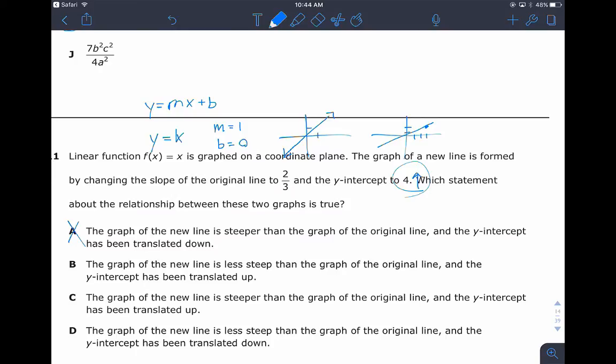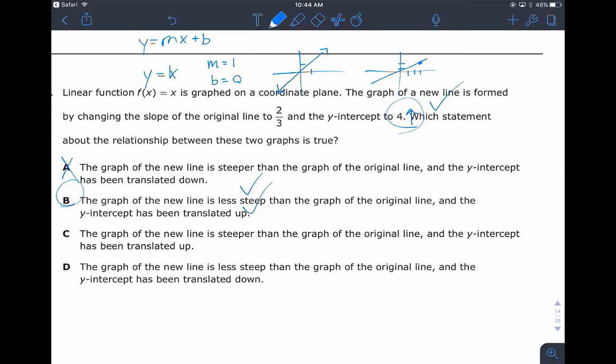Let's see here. The graph of the new line is less steep. That's what we want. And then the y-intercept has been translated up, and that is also true there. So that's looking like a good option. Let's read through the rest of them, make sure we're not missing anything here. Making a dumb mistake here. The graph of the new line is steeper, so that's good. And the y-intercept has been translated up. Actually, you know what?